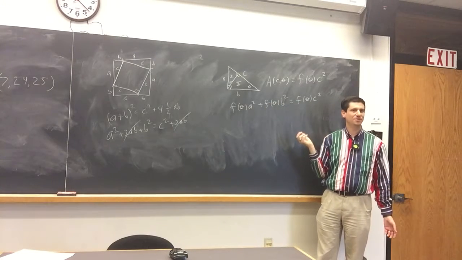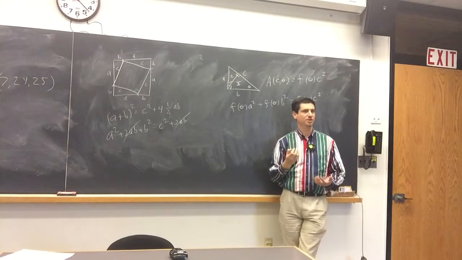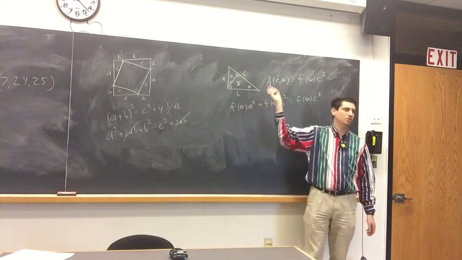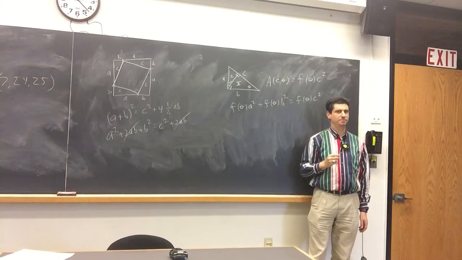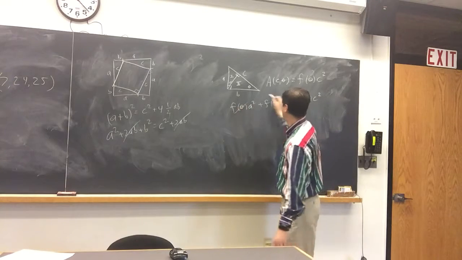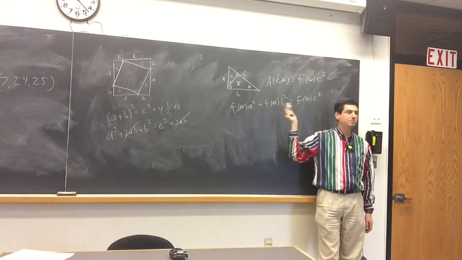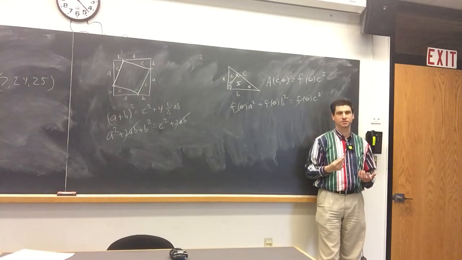Make sure it's not 0. So if f of theta is 0, then the triangle would have 0 area. So as long as my angle is not 0 or pi, I won't have 0 area. So I can divide by f of theta, and I just get a squared plus b squared is c squared. So what I like about this proof is this is dimensional analysis.